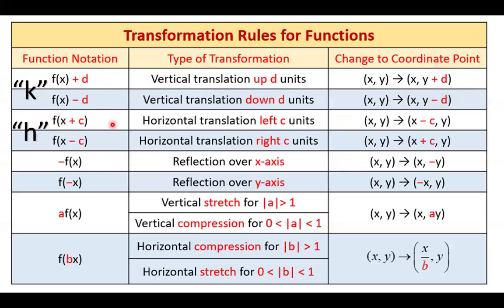Our next one was our horizontal translation. With our horizontal translations, we need to remember that our x's lie. It appears that you are adding c, but you're actually moving to the left, which means that you're subtracting your c, the coordinate. It appears that you are subtracting c, but x's lie. So you're actually wanting to move right, which means that you're going to be adding.